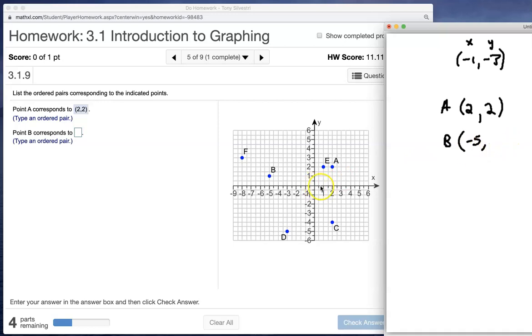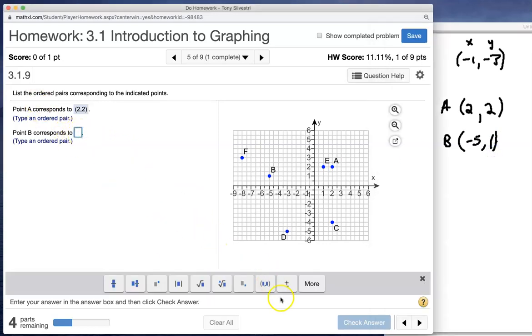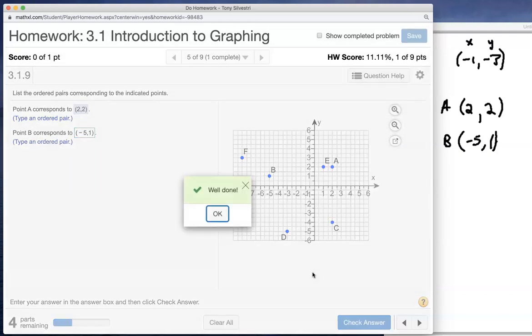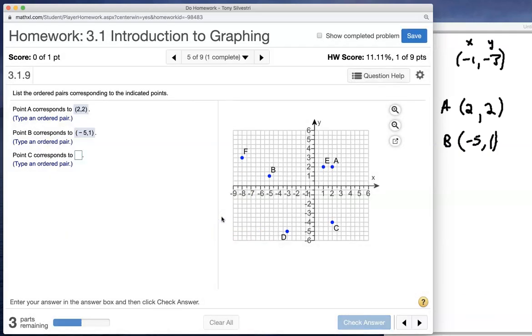But just understand that. You have to look at the overall spacing of the numbers to understand what each tick mark is. But to get from here to here, you have to go in a negative direction 5 units, and then we go up 1. So that would be that point there. When I click this, you can either use this, or you can do it manually. Parentheses, -5, comma, 1, close it. Okay, well done.